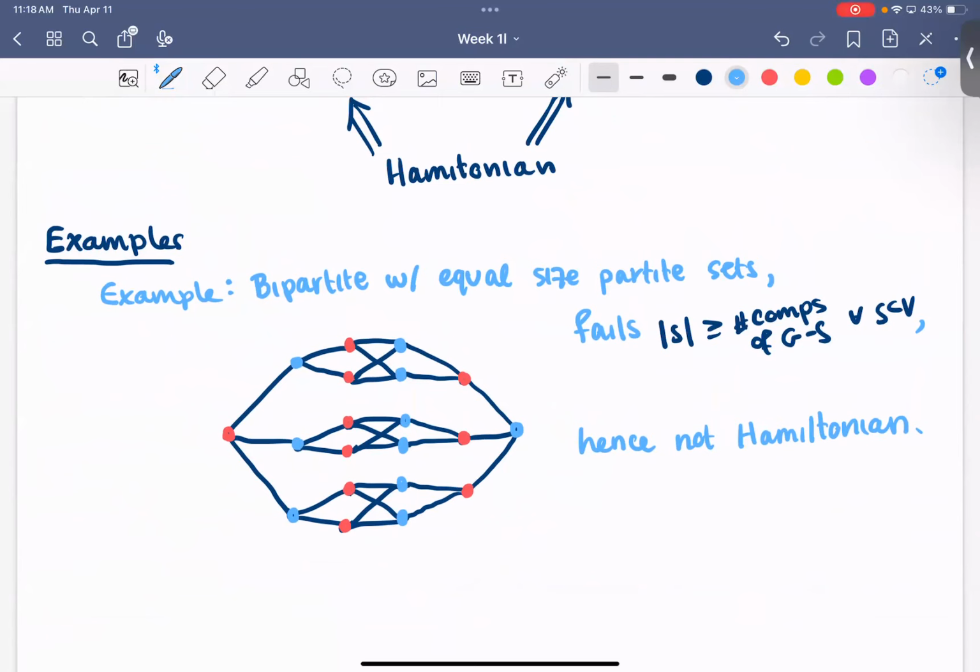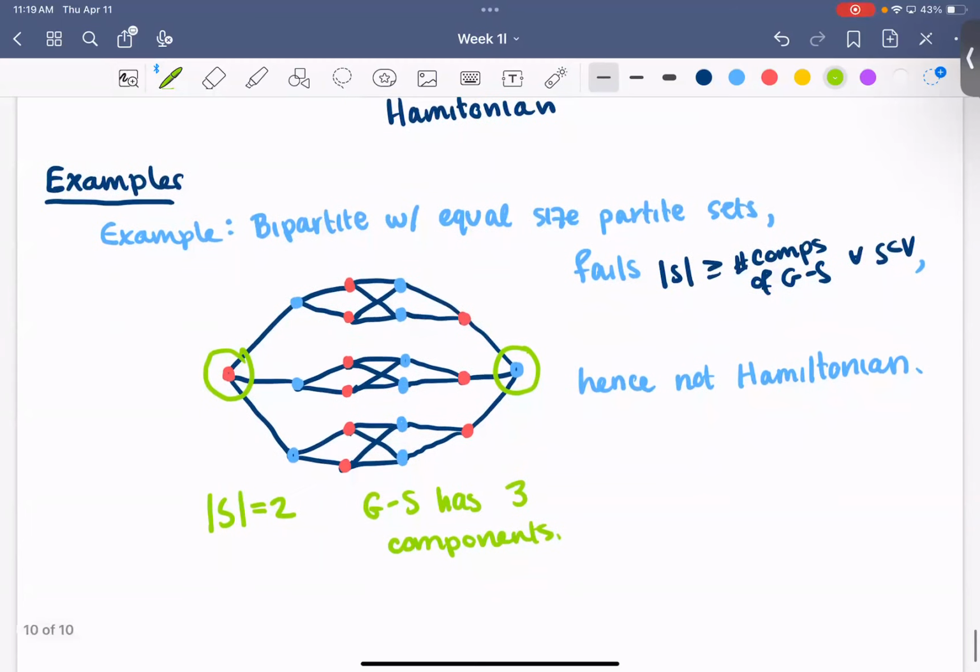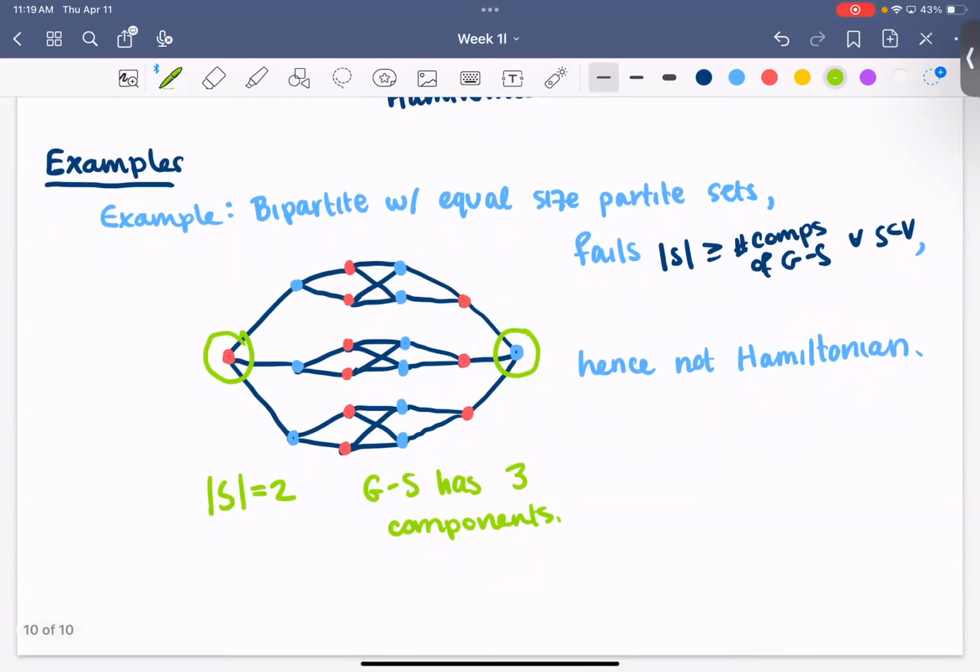Okay, so why does this graph fail the condition in the proposition? Yeah, you delete the ones at the side, as S. So this is an S of size 2, but G minus S has 3 components. So this example just illustrates that this condition for bipartite graphs is not enough to guarantee Hamiltonian.